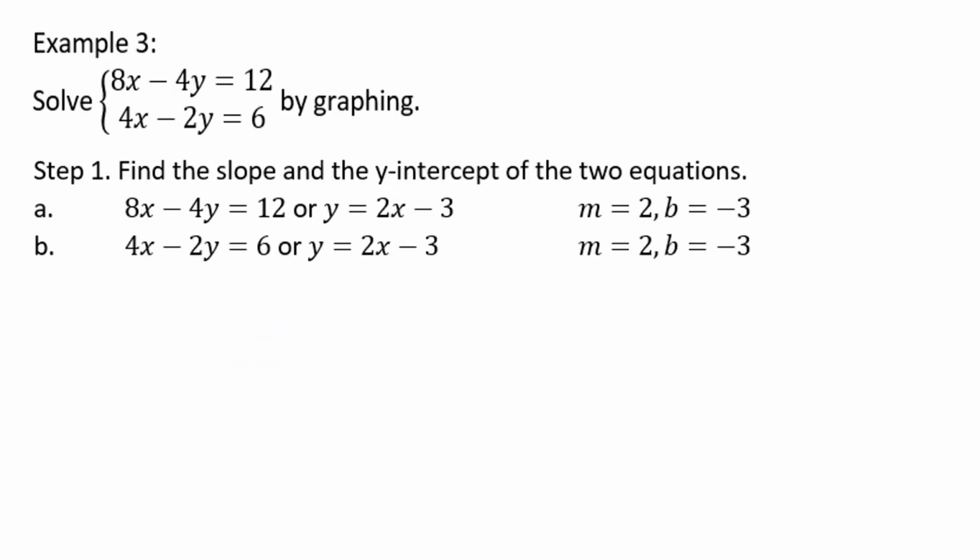So let's have here an example number 3, 8x minus 4y equals 12 and 4x minus 2y equals 6. So find the solution of the two equations. We change this into slope-intercept form. We have y equals 2x minus 3 and then for 4x minus 2y equals 6, that is y equals 2x minus 3. Okay, so our slope here is 2, and our y-intercept is negative 3. Our slope here is 2, and our y-intercept is negative 3.